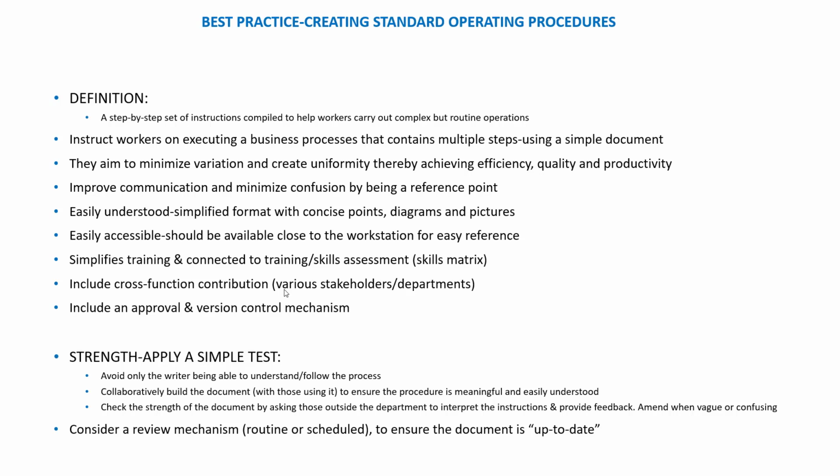So I encourage you with a standard operating procedure to check the strength of the procedure by applying a simple test. We want to avoid the writer being the only one able to understand and follow the process. We want to build the document collaboratively, and we want to make sure that the procedure is meaningful and easily understood. We can check the strength of the procedure by asking those outside of the department to review the document and provide feedback, and amend if the document is vague or confusing. And then we should consider a review mechanism, either routine or scheduled, to ensure the document is up to date.